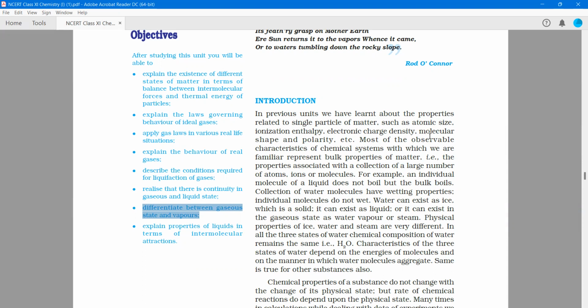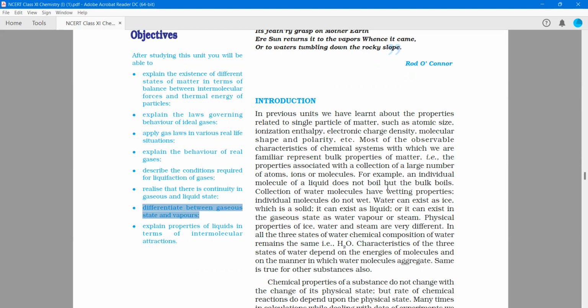So before this chapter, we were talking about the properties of the single particle of matter. But in this chapter, we are not going to do that. We are going to study the properties of the bulk. So by bulk, what does that mean? Most of the observable characteristics of chemical systems with which we are familiar represent bulk properties, that is, the properties associated with the collection of a large number of atoms. So instead of talking about the properties of a particular atom, we will talk about the properties of the bulk, like a large number of atoms, ions, molecules, whatsoever.